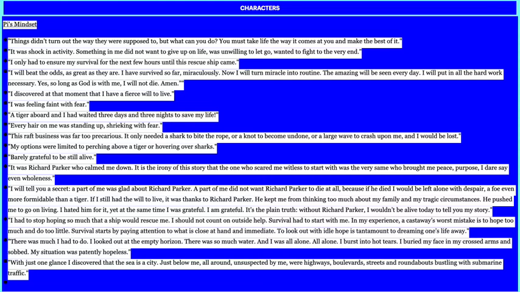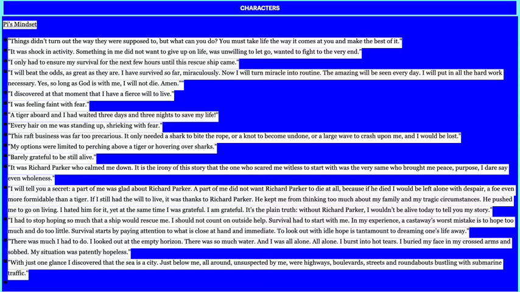My options were limited to perching above a tiger or hovering over sharks. So this really emphasizes his precarious situation. Barely grateful to be still alive. It was Richard Parker who calmed me down. It is the irony of the story that the one who scares me witless to start with was the very same who brought me peace, purpose, I dare say even wholeness.